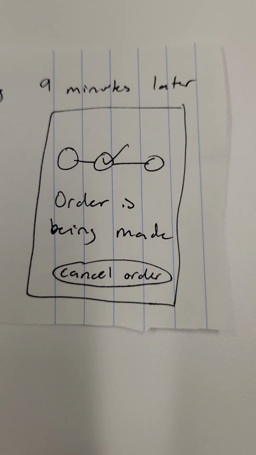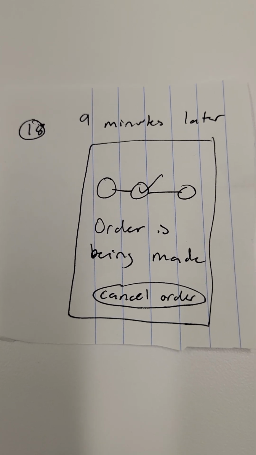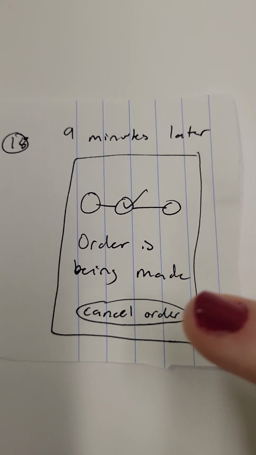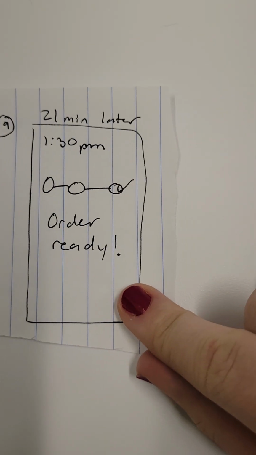Let's pretend that for some reason I realize that I actually don't have time. I forgot about an appointment I have. Well, I could cancel that order if I wanted to. However, that's not the case today, but it's an option if I ever do need it. Today I'm hungry and I would like my order.